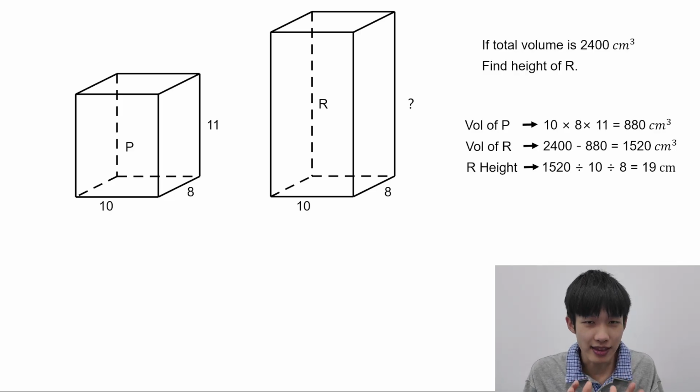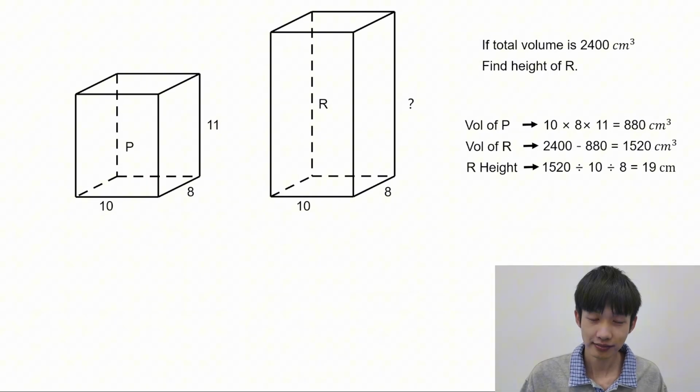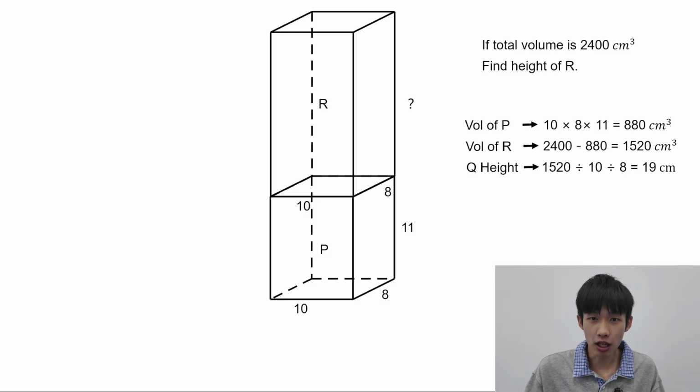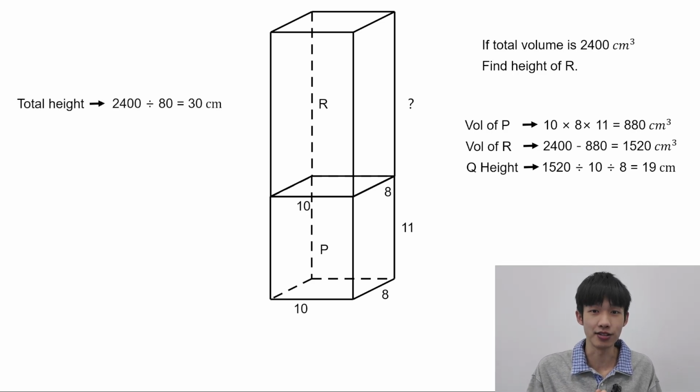But here we have another method. You see, the base areas are actually the same, 10 and 8. So what we can do is imagine we put P below R to form a whole cuboid. For this cuboid, the volume is 2400 and the base area is 80, which doesn't change. So what can we get from the total volume and the base area? Yes, the total height. So the total height equals 2400 divided by 80, which gives us 30 centimeters.